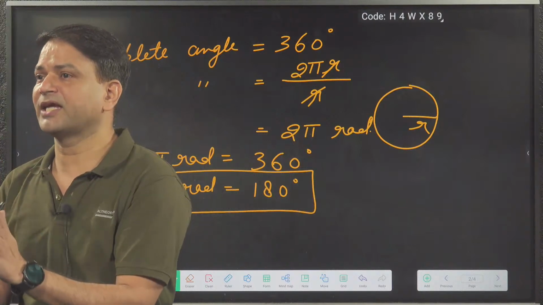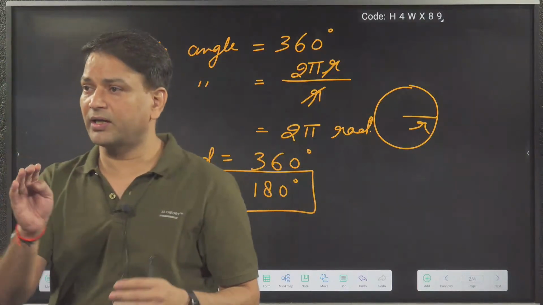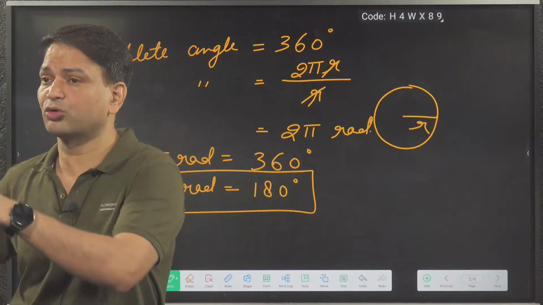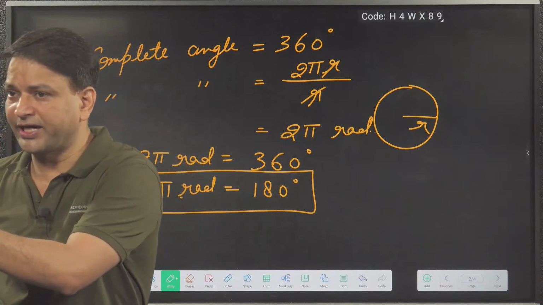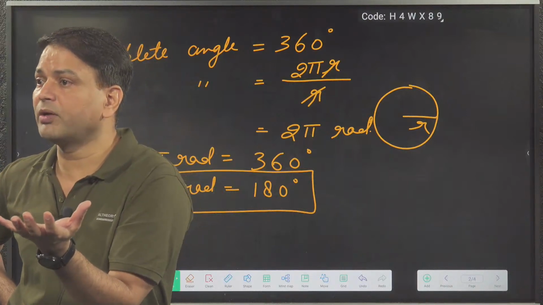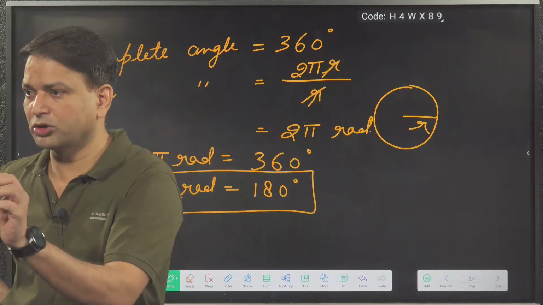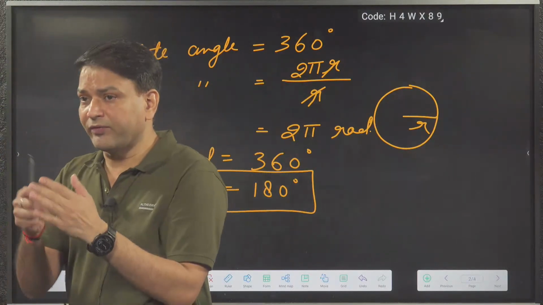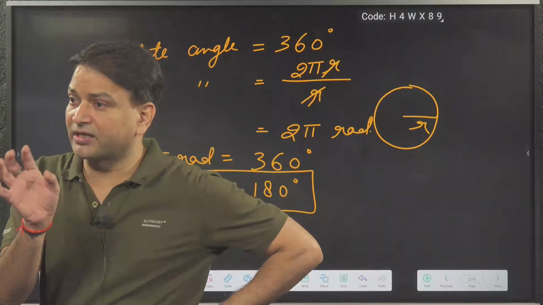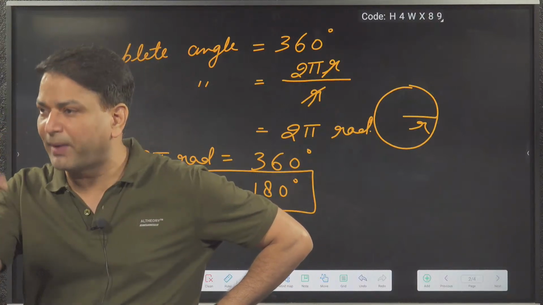So the multiplication factor is 180 by pi. Why am I saying this? Because students get confused between 180 by pi and pi by 180. Now I am giving a shortcut on how to remember. When you are going from radian to degree, the degree magnitude will be more, so we will multiply with 180 by pi, because 180 by pi is more. When we are going from degree to radian, the magnitude is small, then we will multiply with pi by 180.